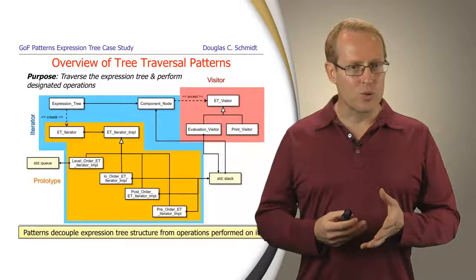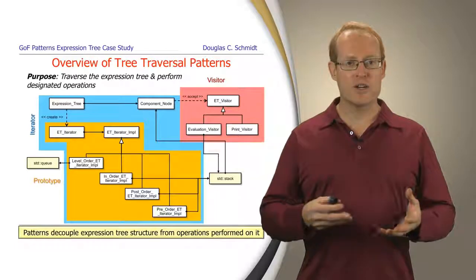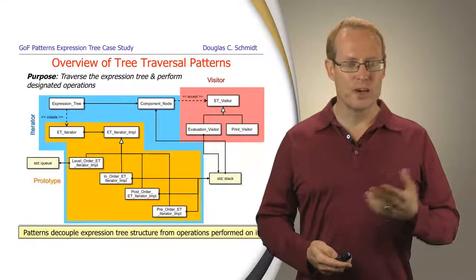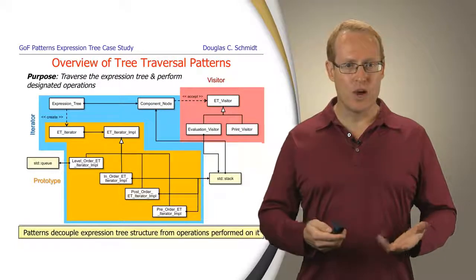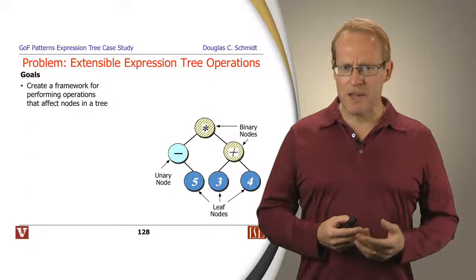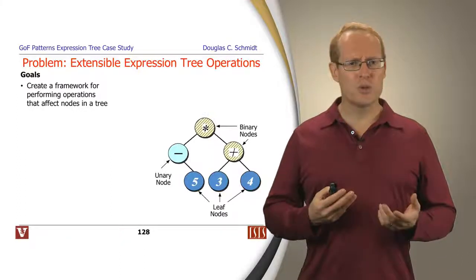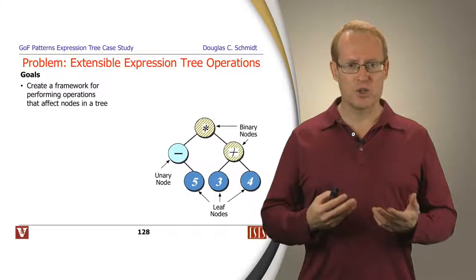These patterns we're going to apply help us to decouple the expression tree structure from the operations performed on that structure, and to do it in a way that makes it easy to add new operations without breaking existing software. So let's talk a bit about the goals of this particular set of things. What we're trying to do naturally is provide extensible expression tree operations.